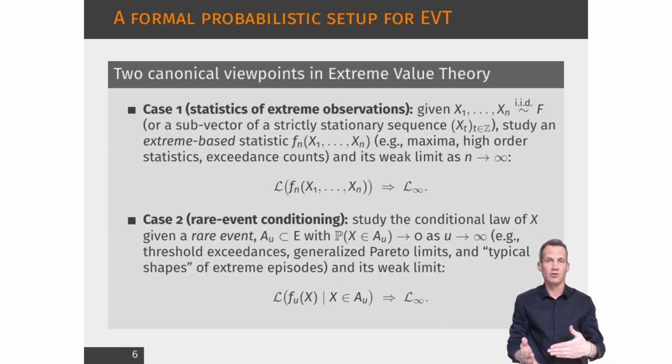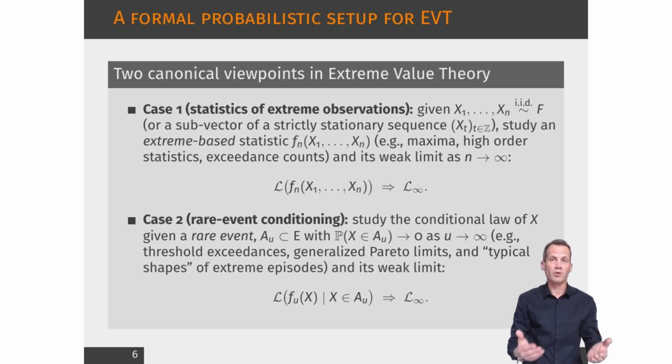This slide presents two canonical viewpoints in extreme value theory. The first viewpoint is based on statistics of extreme observations. We observe a sample or a segment of a stationary time series, and we build statistics that depend on the most extreme observations. Examples include maxima, high-order statistics, and exceedance counts. The objective is to identify the limiting distribution of these statistics when the sample size becomes large.